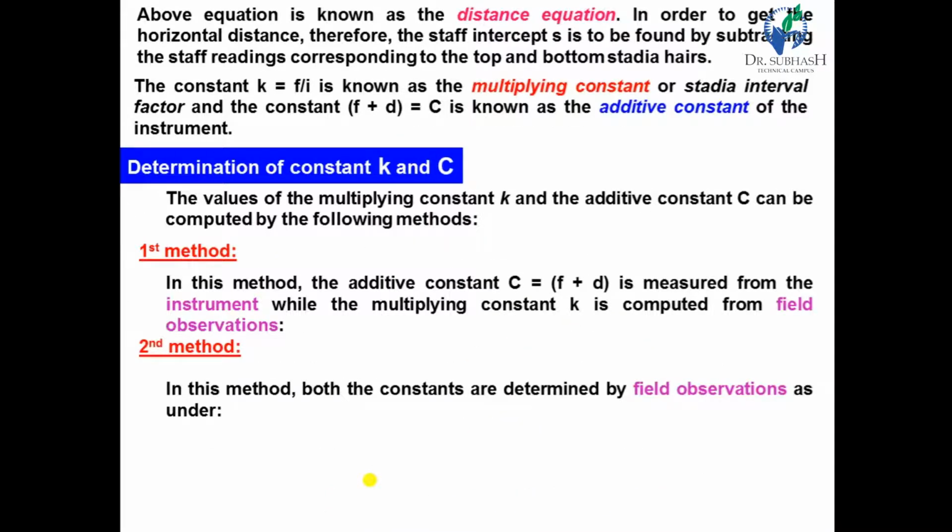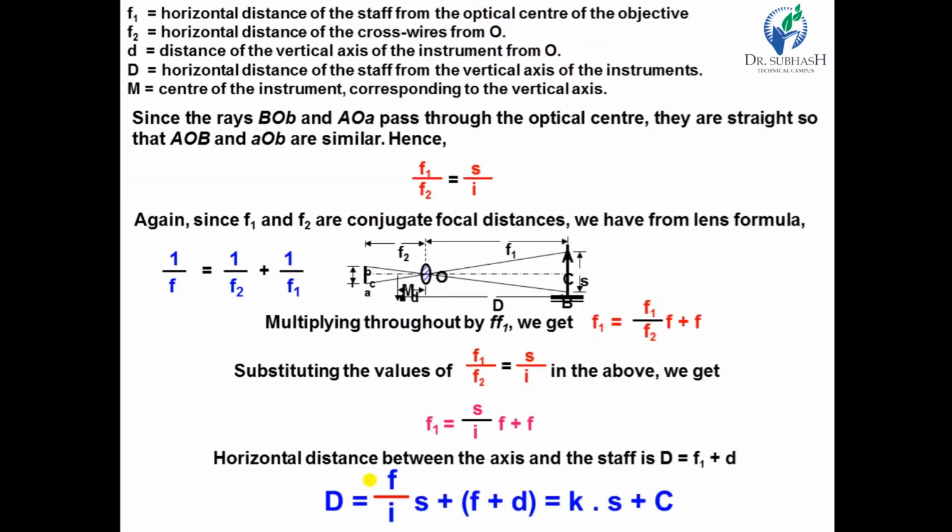Now we are further simplifying our formulas. To simplify, we take F upon I is equal to K and F plus d is equal to C. These are the two constants, and they remain the same for all observations during the measurement process.